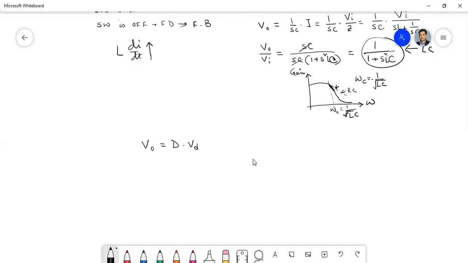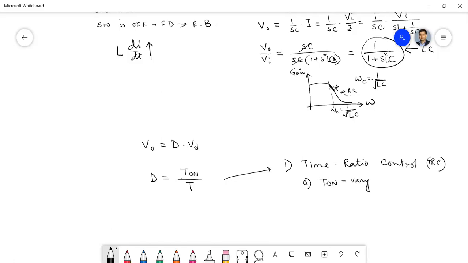Mainly the control which we apply for this duty ratio, because you have seen that duty ratio is nothing but T on by capital T. So a very common technique to control this is called the time ratio control. In time ratio control we have two options. Either we can vary this T on, or you can vary the T, isn't it? So we have two options.